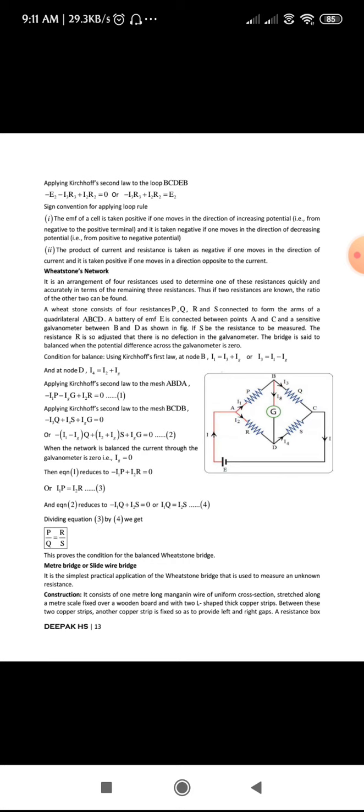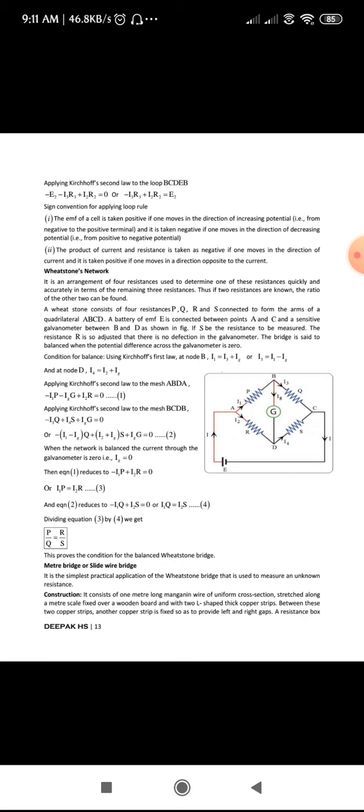So if you ask what is the use of this Wheatstone network, suppose you know the value of three resistors, you have four in the figure, assume that you know the value of three resistors. By making use of three resistors, you can find the value of the unknown resistor, the one which is left out. That is the use of this Wheatstone network.